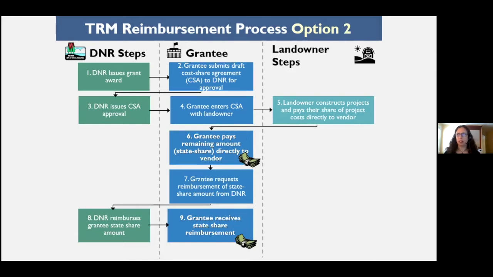Option 2 is an acceptable deviation, and that's when the landowner completes the project and pays only their share of project costs directly to the vendor. So this is typically 30%. The grantee can then pay up to the cost share rate of eligible costs directly to the vendor. And this option is advantageous to the landowner because they only have to come up with their local share, or typically 30%, rather than the full costs and then wait to be reimbursed. The grantee still has to wait for reimbursement, however, and during the steps shaded in gray here, the grantee has paid out money and is reimbursed in the last step.